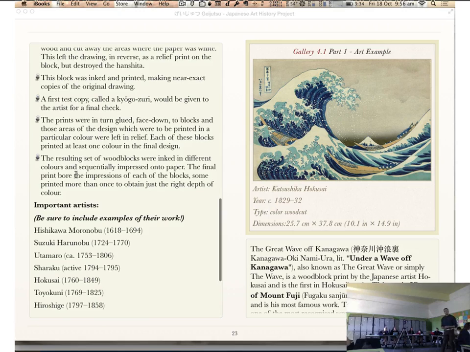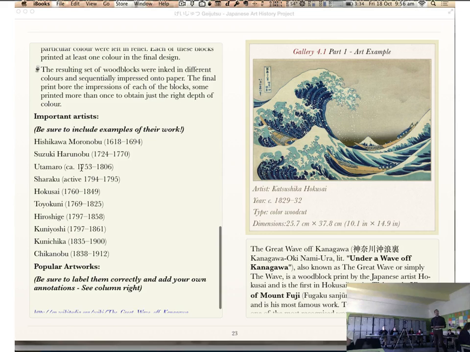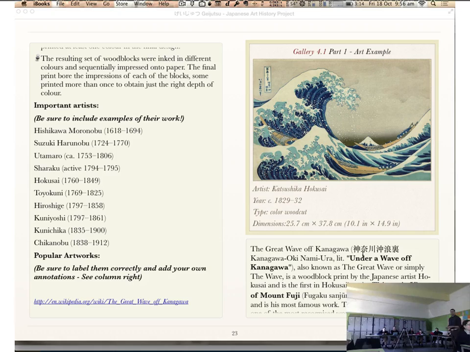Alright? I've talked about some important artists. Alright? And what I've got here is be sure to include examples of their work. So if you're talking about three important artists, give me some examples of their work. Okay? And then finally, I've got popular artworks. And there, here's one on the side here. So here's a very popular artwork that uses that style, okay?